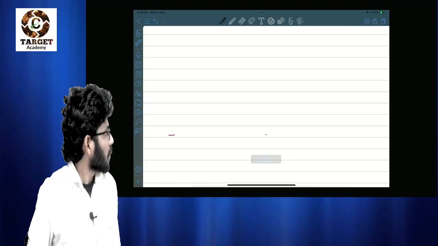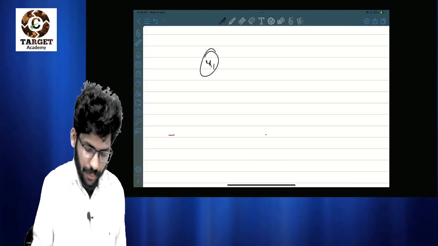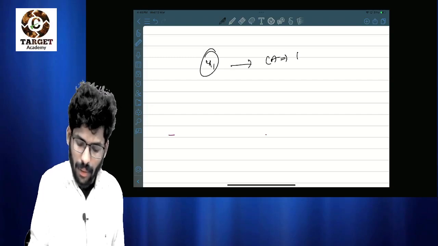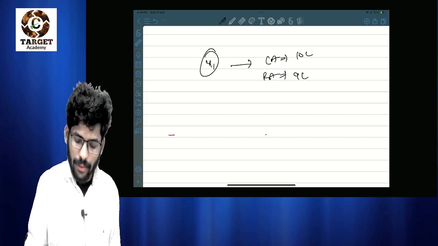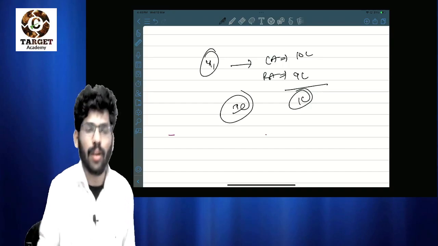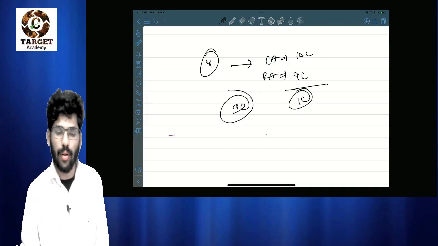Okay guys, this is year 1, carrying amount is 10 lakhs, recoverable amount is 9 lakhs. This 1 lakh is called impairment loss, correct or not? Yes, this is impairment loss.